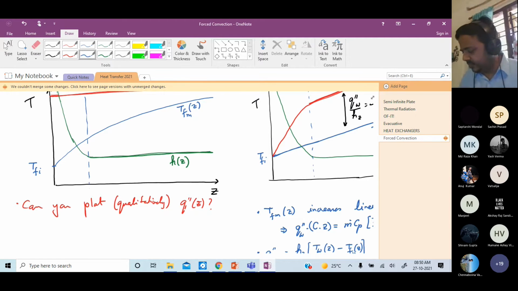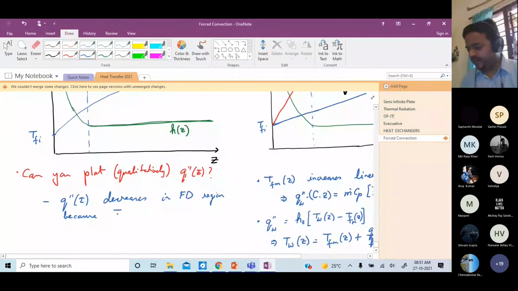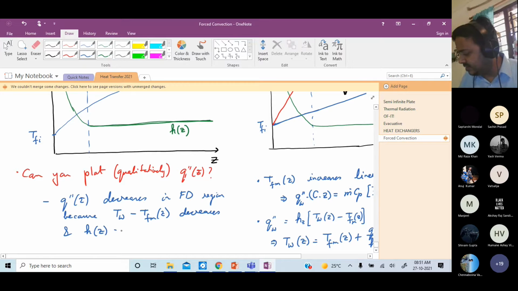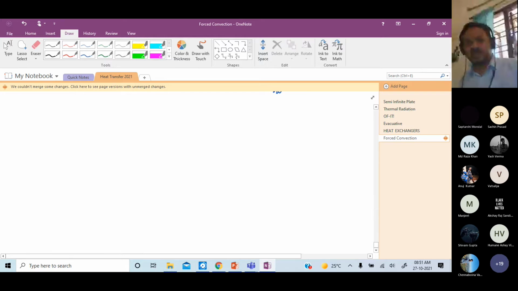Very nice. So q double prime z decreases in the fully developed region because T wall minus T fluid mean at z decreases, and h_z is constant. Keep this in mind. All right, very good. Looks like at least the basic qualitative trends are well understood.